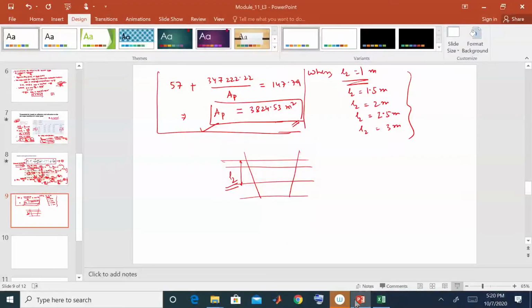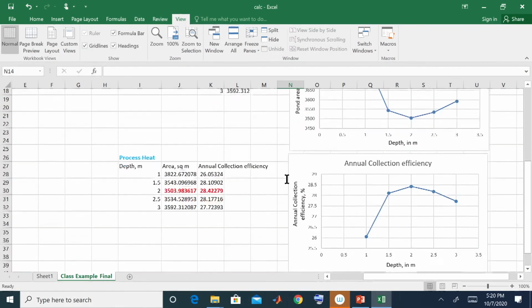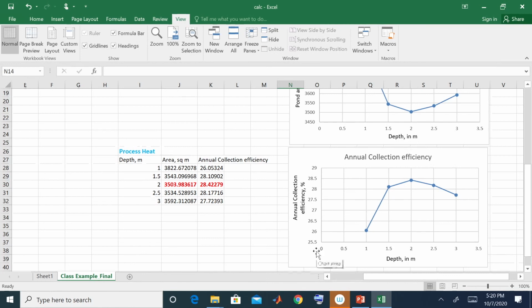Now, let us go back again to the spreadsheet and develop the chart which shows the variation of annual collection efficiency with respect to depth. Okay. So, at L equal to 1 meter, we get 26.05%, at 1.5 meter we get 28.1%, and at depth 2 meter we get about 28.42%, which we have shown in the presentation. And if we increase depth to 2.5, then its efficiency decreases. See, at 3 it is 27.72. So, we have to go for this value, right.